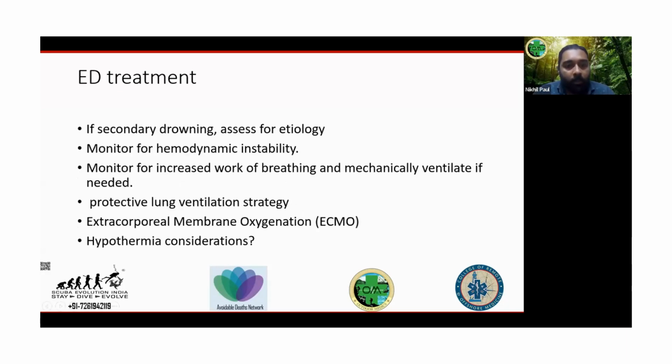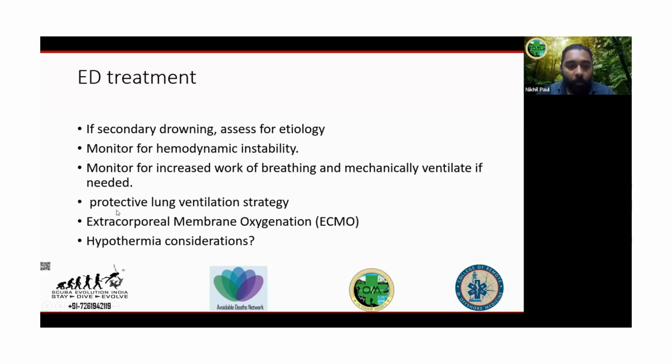Now, if there is a secondary drowning, for example, as I told, if there is a shockable rhythm in a drowning, it might be because the person who was swimming had a cardiac arrest, I mean, a heart attack or a myocardial infarction, and that might have caused the drowning. So look for secondary etiology. Now, monitor the hemodynamic instability. The hemodynamic parameters have to be stabilized. As I told, for the ventilation strategy, you can go for a protective ventilatory strategy where you titrate the positive end expiratory pressure up so that you open the alveoli.